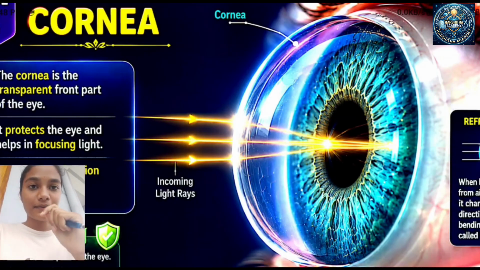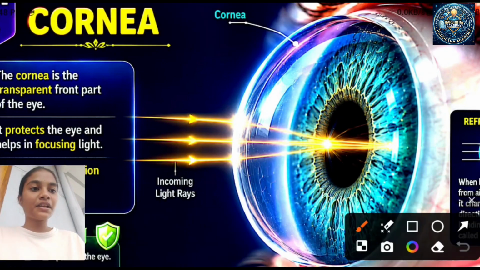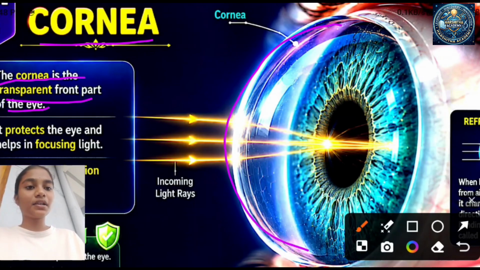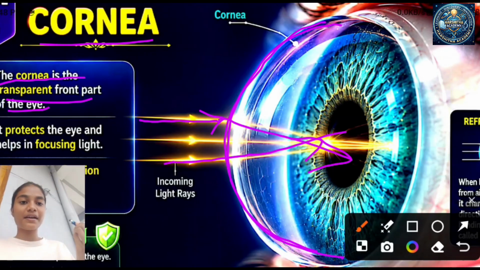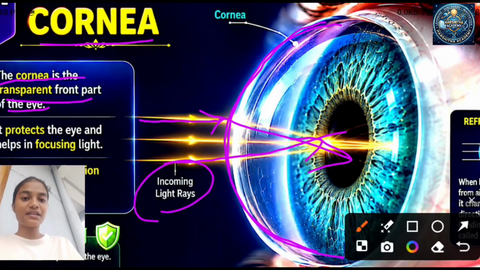So here we are seeing the cornea. Now let's talk about the cornea. The cornea is a transparent membrane in the front part of the eye. This is the transparent membrane where the light enters. Here the light rays enter, and the cornea helps them to bend and travel. So these are the incoming rays.